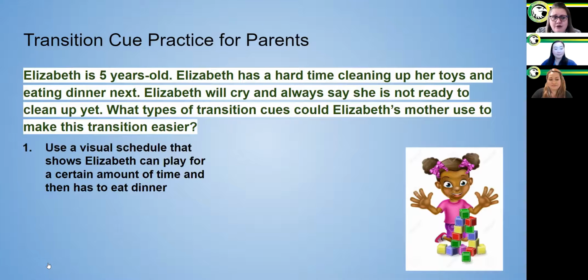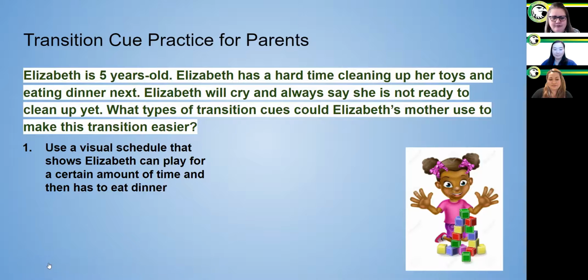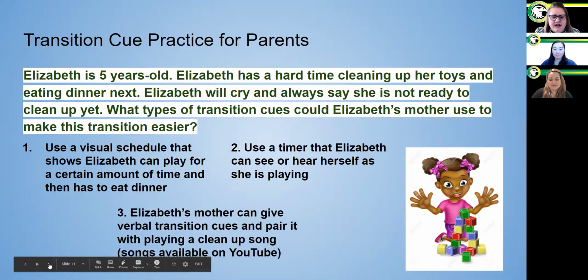One is she could use a visual schedule to show Elizabeth that she can play for a certain amount of time and then she will have to eat dinner. Another option is she could use a timer, whether that is on her phone or a timer in her house, that Elizabeth can see or hear herself to let her know how much longer she has to play before it's time to clean up for dinner. Finally, her mom could give her a verbal transition cue and pair it with playing a cleanup song, such as a song that you could find on YouTube called the cleanup song.